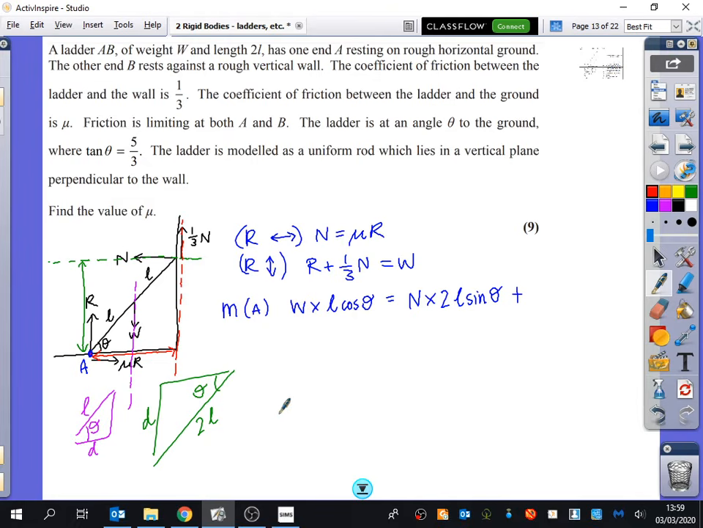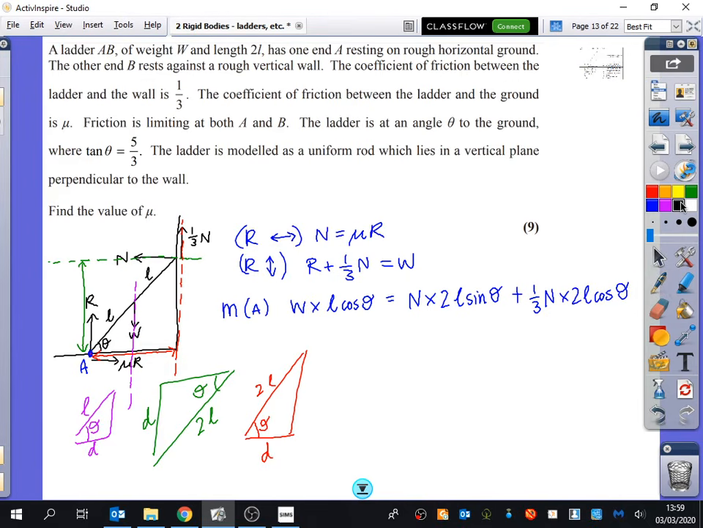Okay? So again, I'm going to draw a triangle. The hypotenuse is 2L and the angle is theta. And I want that distance along the bottom, which is 2L cos theta. So it's going to be a third N multiplied by 2L cos theta.